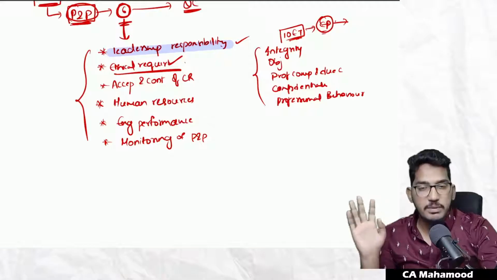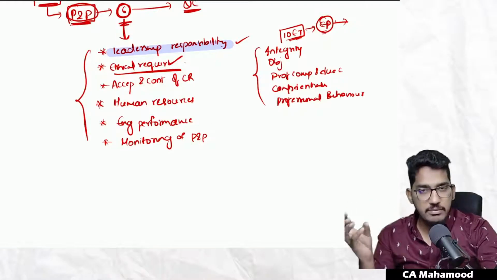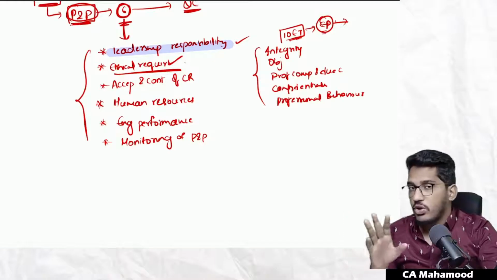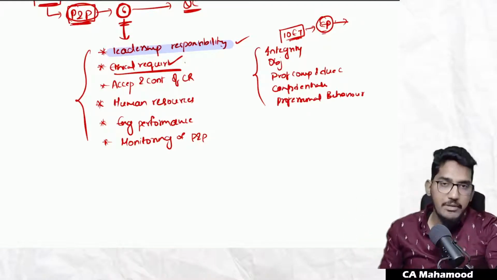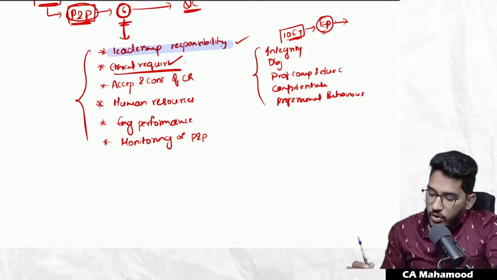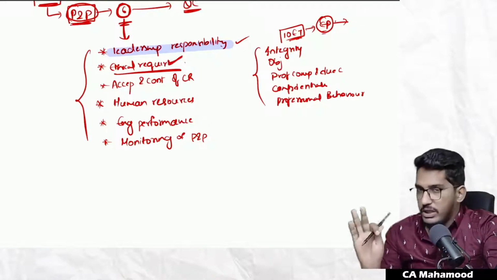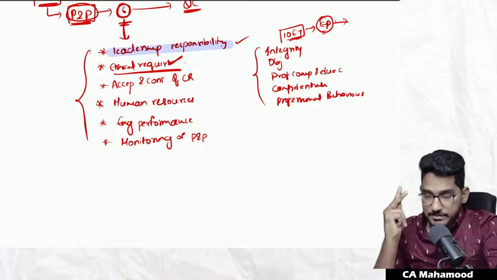And finally, professional behavior, which means all your engagement team members should do the work in compliance with the laws and regulations. They should not do anything which brings a bad name to the profession. If all the engagement team members comply with these 5 ethical requirements, then we can expect quality in the audit assignments. That is the second area.